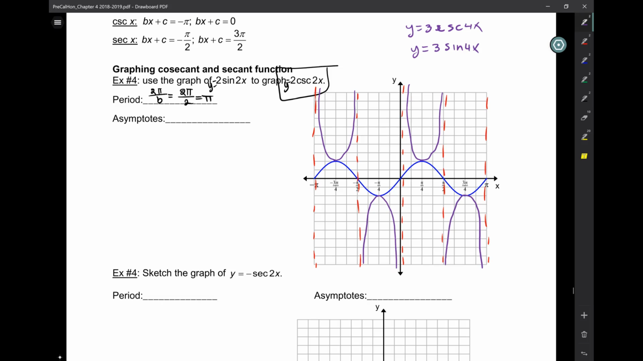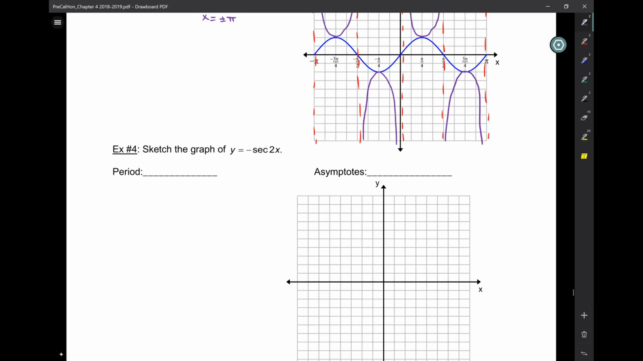So here my asymptotes are at 0, plus or minus pi over 2, and pi. So x equals 0, x equals plus or minus pi over 2, x equals plus or minus pi. Why is there asymptotes on each one? Can you just find the vertex and then graph it? Well, you need to find the asymptotes as well. Let's do this next one, and you'll know exactly how you're going to do it from beginning to end.